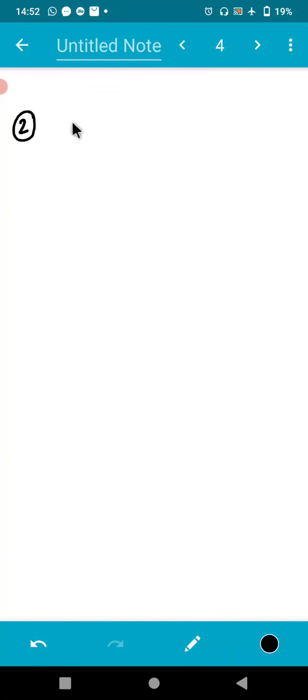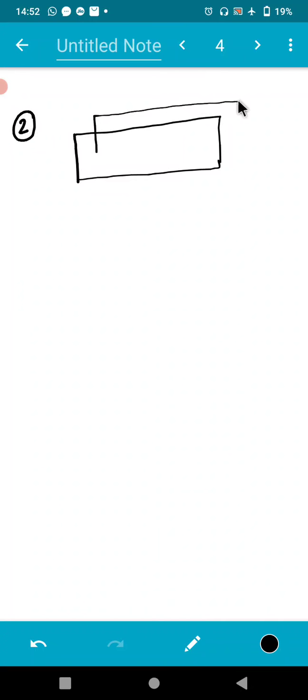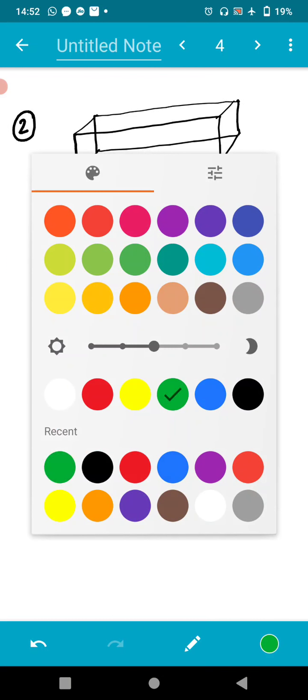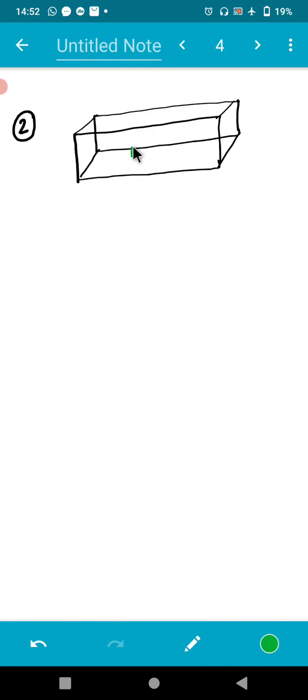Now let me first draw the suitcase part. So this is a suitcase. Just imagine that this is a suitcase. And this suitcase is of cuboidal shape. Okay, and you can draw one handle also if you want. Okay, this is a handle. Fine.